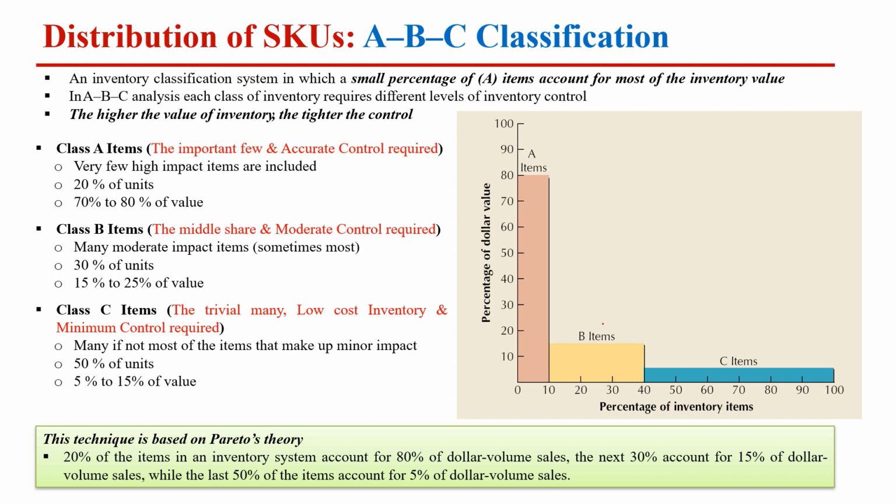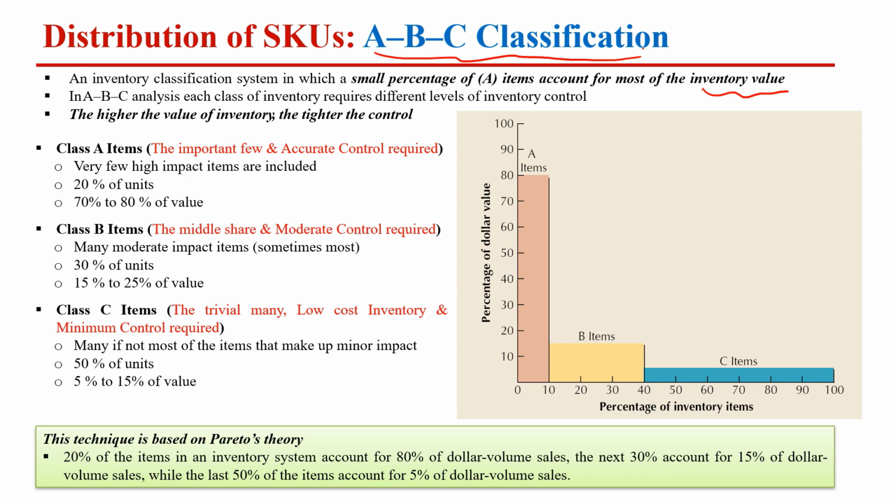One of the classification approaches for storing the SKUs in our warehouse or in a store is called ABC classification. This ABC classification mainly considers the inventory value of a particular product. Which means we are mainly considering the dollar value, the monetary value, to classify our products, not other factors.